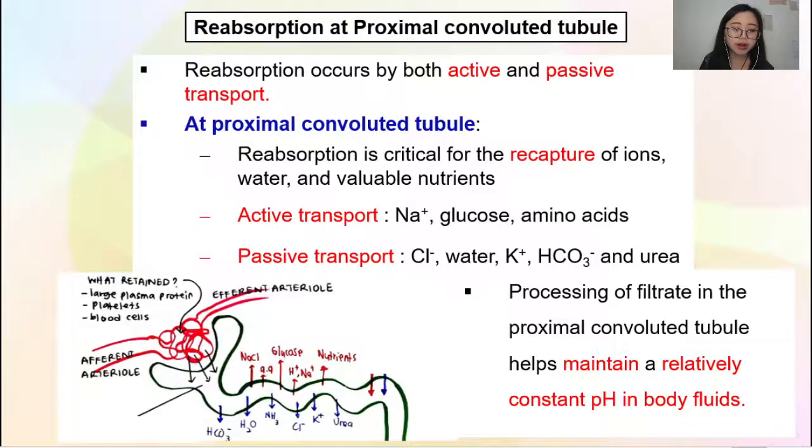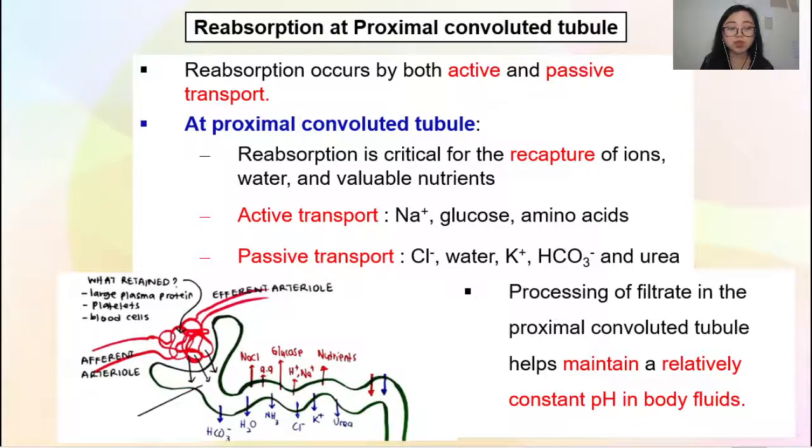Kalau di diagram saya ni, saya gunakan warna merah. So, choose different color for when it's active transport or passive transport. In this diagram, I'm using red color for active transport. And then there are substances that are reabsorbed via passive transport.